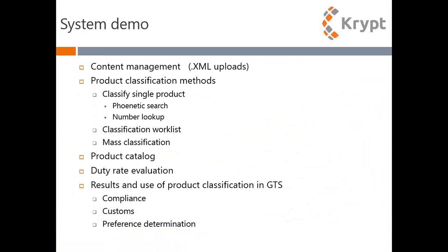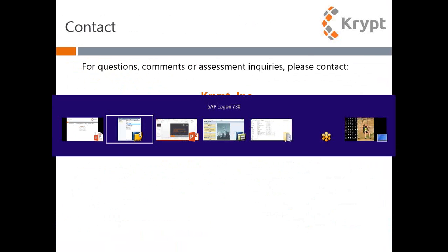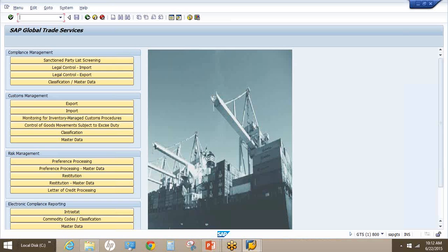We'll also look at the classification work list, so how to identify products that require classification in the system, and mass classifications, product catalog capabilities, so the ability to see what products have a particular classification in the existing system, and duty rate comparisons. So we'll walk through somewhat of a pseudo landed cost model. And then ultimately the application. So once we've classified our products, how does that then relate to the trade processes?